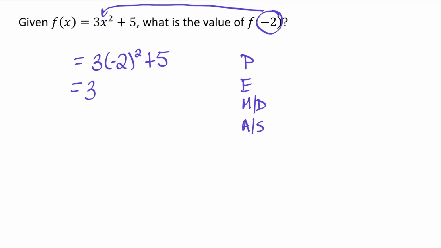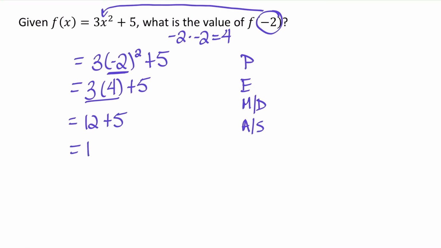So I have 3 times negative 2 squared. Negative 2 squared is negative 2 times negative 2, which is positive 4. So I have 3 times 4 plus 5. 3 times 4 is 12. So I have 12 plus 5, which is 17. So I have f of negative 2 equals 17, and that is your answer.